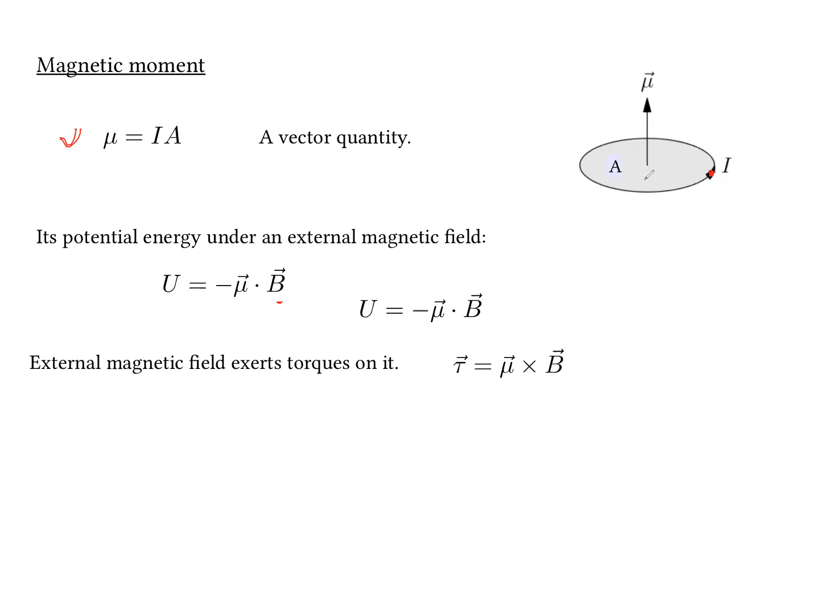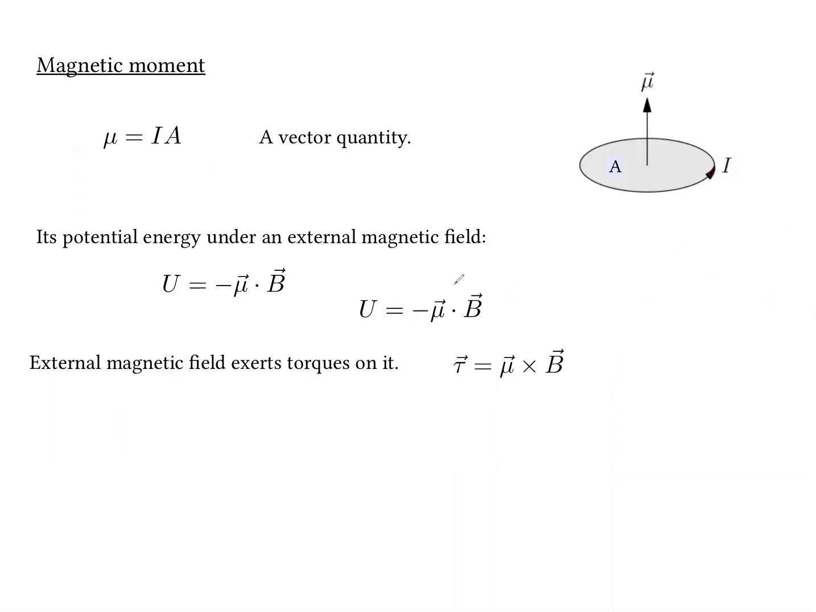So if I place it in this external magnetic field, it has some potential energy, and because of that potential energy it tries to rotate itself. It gets some torque and tries to rotate itself to go to the minimum potential energy. So basically, mu tries to align towards the external magnetic field. So there's a torque, mu cross B.